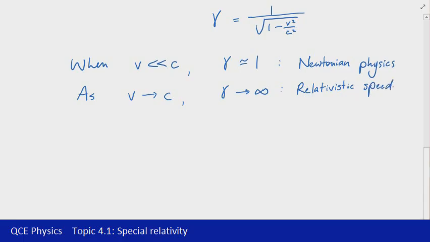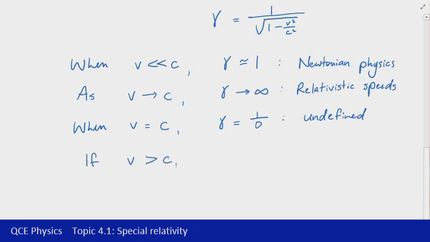Now, if we look at what happens when v is equal to c, we end up with v squared on c squared being equal to 1. So we have this situation where the Lorentz factor is equal to 1 over 0, and as we know from maths, that is an undefined quantity. That means we can't have a speed that's equal to the speed of light, because the equations start to break down.